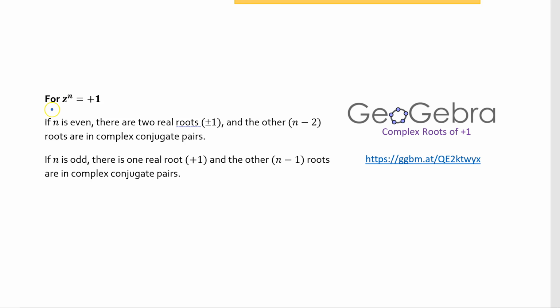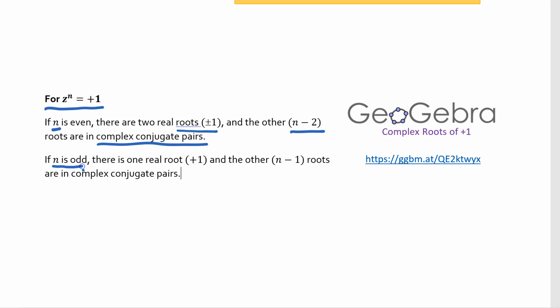So let's look first of all at the case for z to the n equals plus 1. So we're after the complex roots of plus 1. If n is an even number, we know that there are two real roots. Plus 1 times plus 1 gives us plus 1, minus 1 times minus 1 gives us plus 1. So the other n minus 2 roots must be complex roots, and they always occur in complex conjugate pairs.